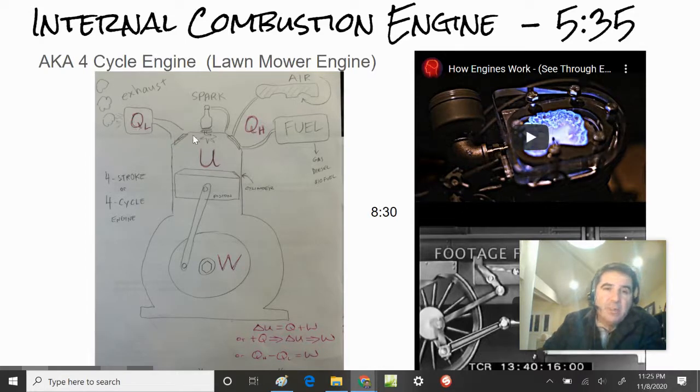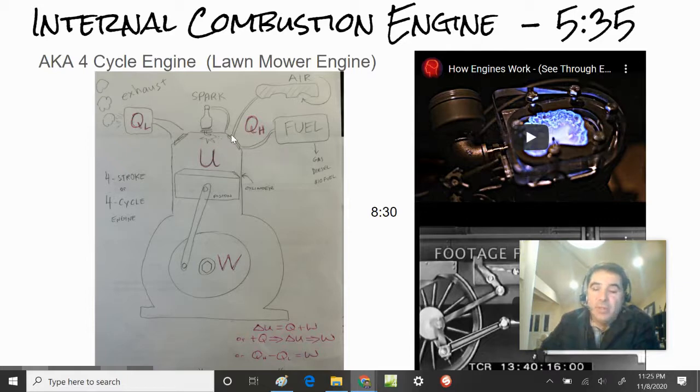Now it still has enough speed so that it pulls down, and when it pulls down, it will draw in or suck in air fuel mixture. Then it will go back up and compress it and spark. And once it sparks, it will explode. And so this is a 4-cycle engine because it has 4 up downs.